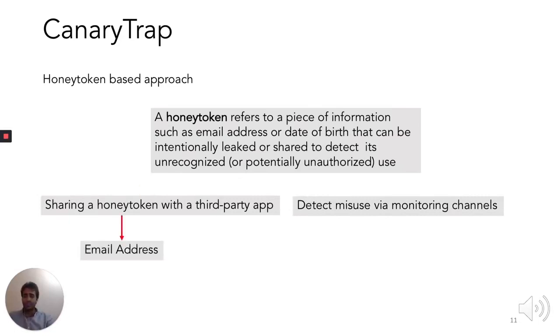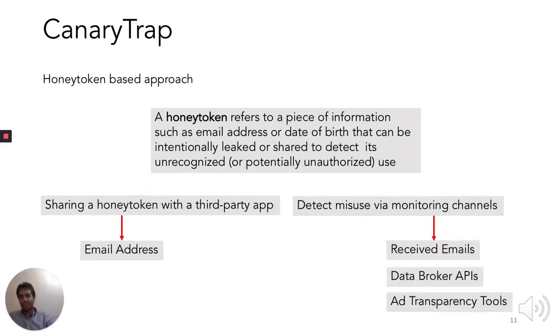So let's take an example of an email address as a honey token. Now we detect its misuse by looking at the emails received on the email account of this email address. If we receive an email from any entity which is not the third-party app, we say that our honey token has been potentially misused. We can also use other monitoring channels like data broker APIs or ad transparency tools, which take email as input. Next, I'll give a detailed overview of CanaryTrap's implementation using email as a honey token and received email as a monitoring channel.